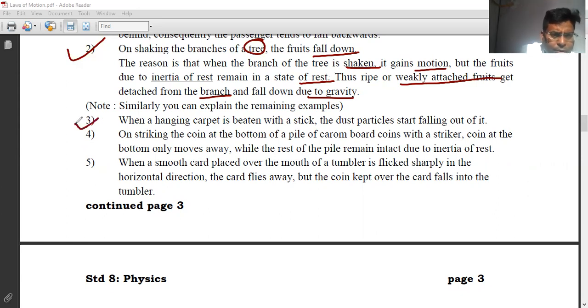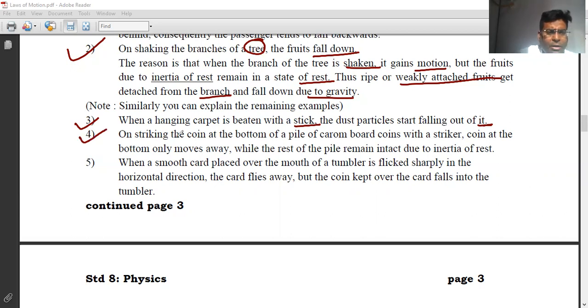Next is when a hanging carpet is beaten with a stick, the dust particles start falling out of it, right? Suppose we want to remove the dust particles from the carpet. So hang it like this and beat with the stick. The dust particles are at rest. After beating, they fall down, no? Due to inertia of rest and due to gravity also. Okay, that is another example.